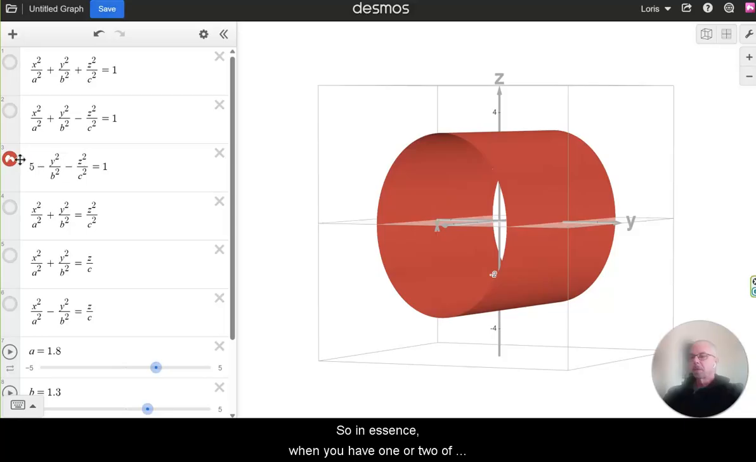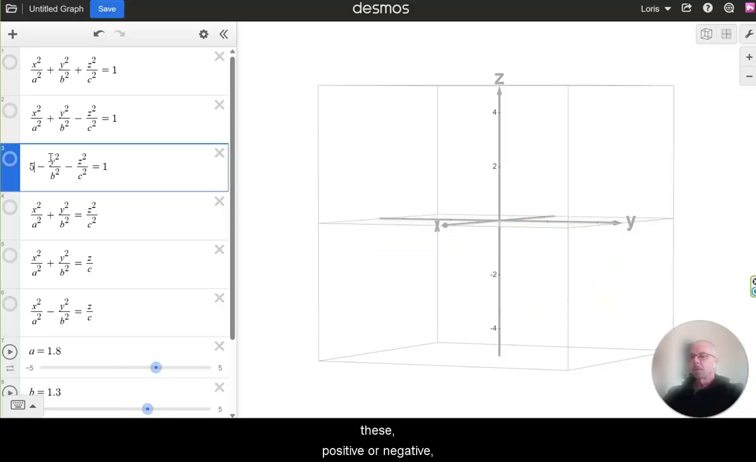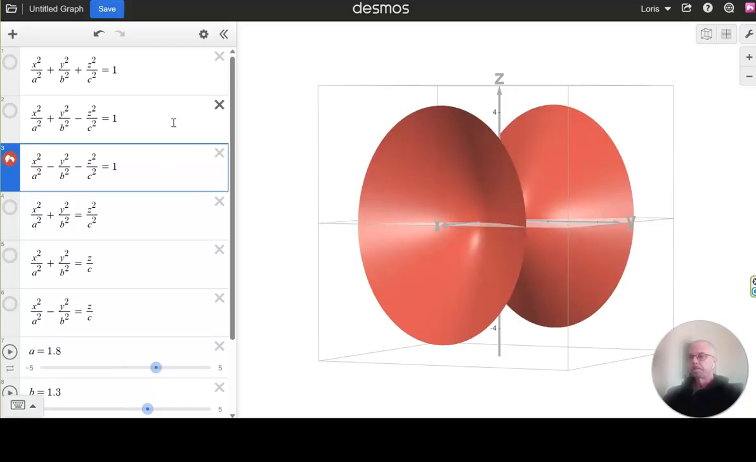So in essence, when you have one or two of these positive or negative, then you have a hyperboloid of one sheet or a hyperboloid of two sheets. Like that.